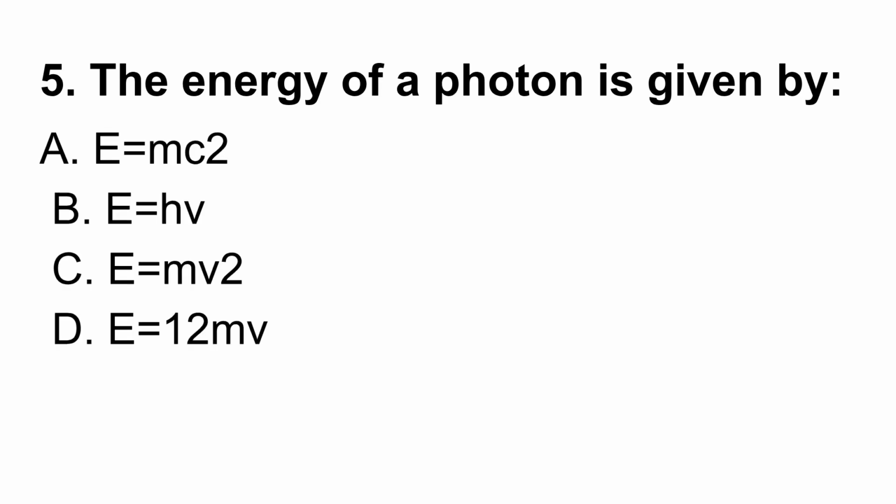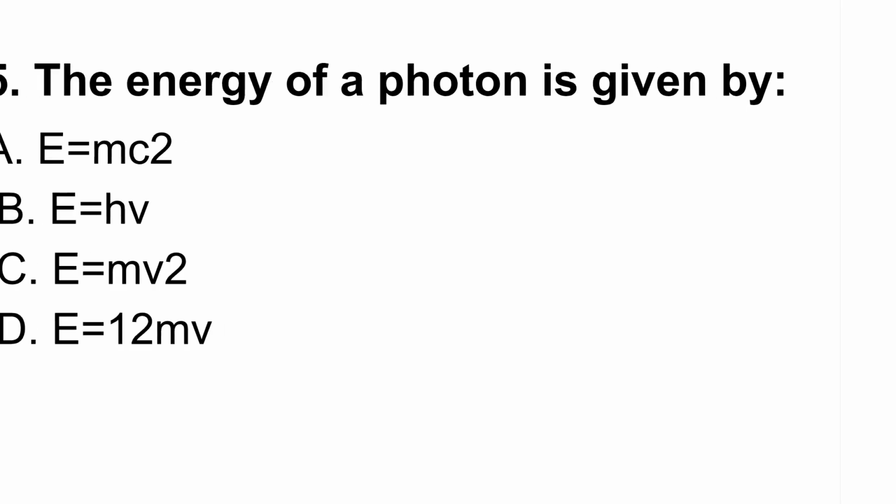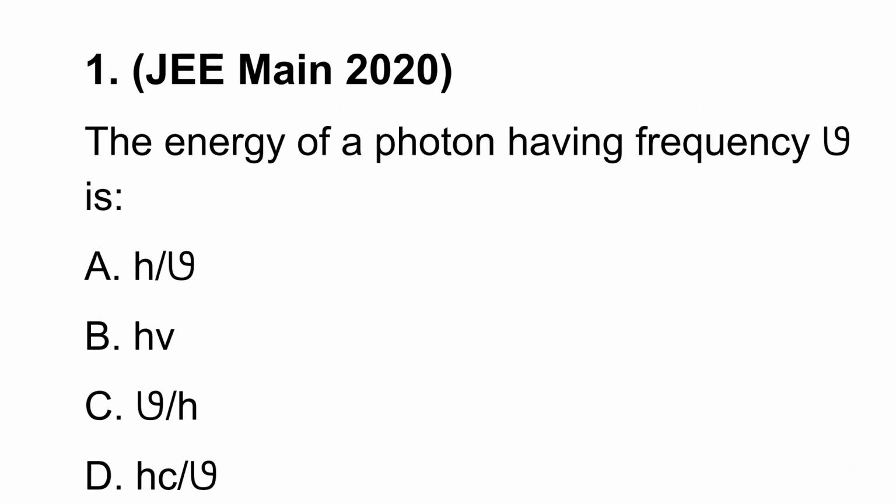Question 5. The energy of a photon is given by A. E equals mc², B. E equals hν, C. E equals mv², or D. E equals 1/2 mv. Question 1 from JEE Main 2020. The energy of a photon having frequency ν is A. h/ν, B. ν, C. ν/h, or D. hcν.